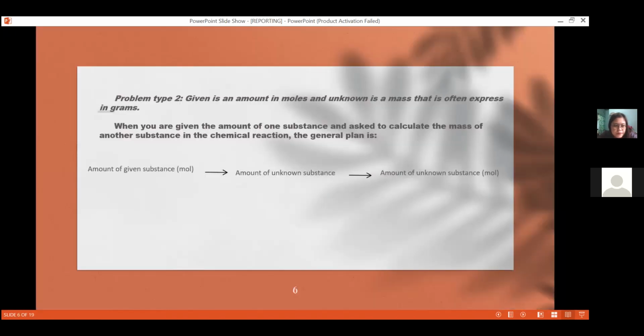So problem number 2: the given is an amount in moles and the unknown is a mass, often expressed in grams. So when you are given the amount of one substance and asked to calculate the mass of another substance in the chemical reaction, the general plan is amount of given substance in moles to amount of unknown substance in moles, and then to mass of unknown substance.